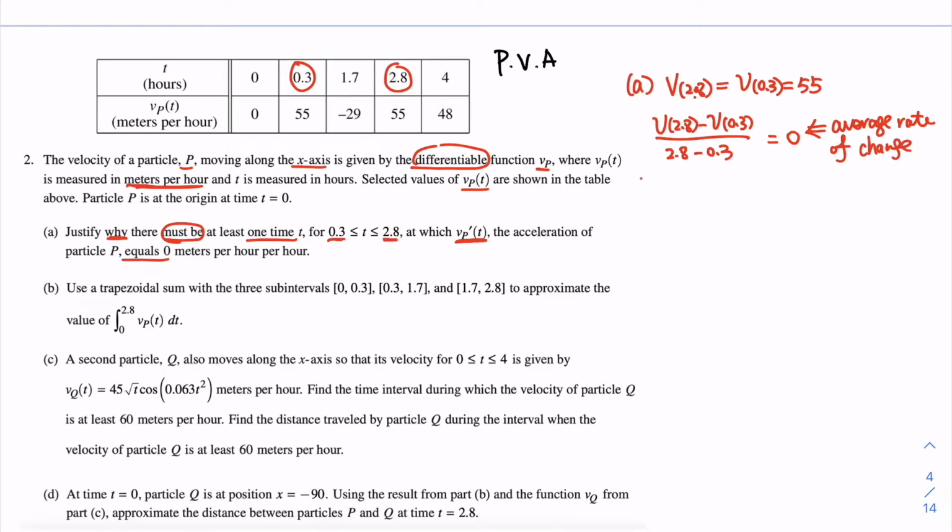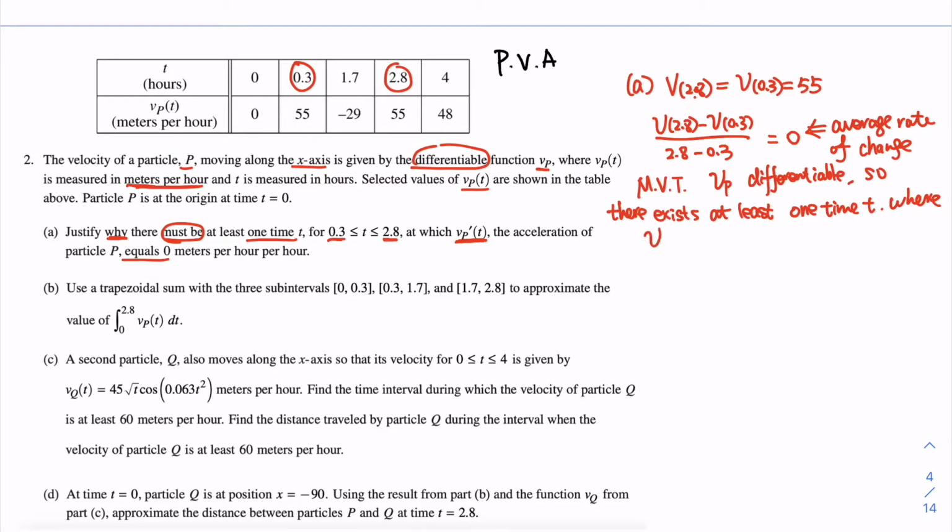So, based on the mean value theorem, as function V of t is continuous and differentiable, there exists at least one point t where the derivative at that point equals 0. Part B.